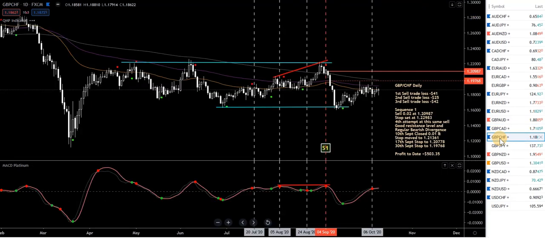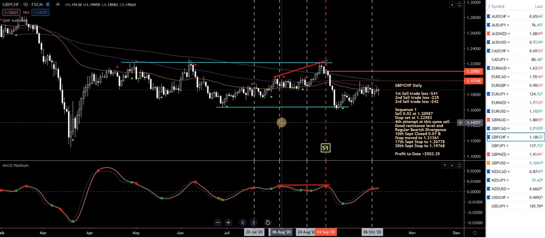Pound Swiss, in a sell trade back here. It wasn't a buy trade, I'm already closed out of that. So a sell trade with a stop in place, looking good. MACD platinum's above the 0 level, so looking to possibly set up for another sell. Trend is down, as you can see.